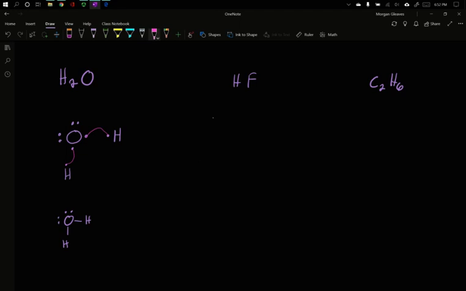Let's look at HF. Fluorine will have 7 electrons around it. Hydrogen will have 1. And then we can pair the unpaired. And so HF really just looks like hydrogen bonded to fluorine, fluorine with 3 lone pairs.